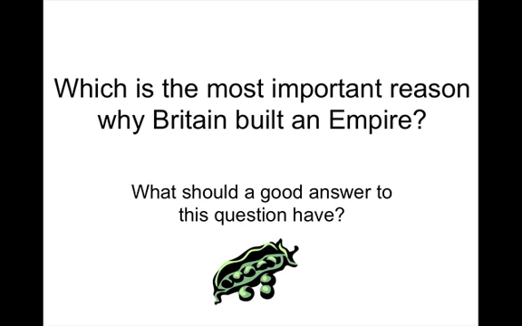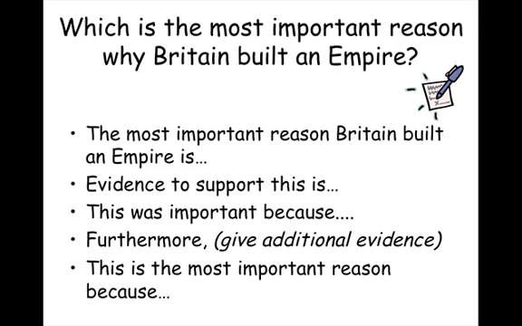That needs to be constructed in the form of a PEA paragraph response, the writing frame for which is provided here. The most important reason that Britain built an empire is, and that will be the P. Evidence to support this is. They can provide one piece of evidence, but the challenge obviously is really to provide more than one. They've certainly been presented with enough evidence there to make that a compelling requirement.